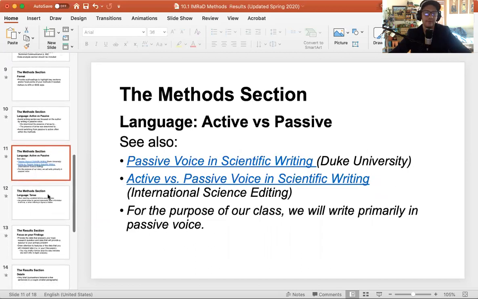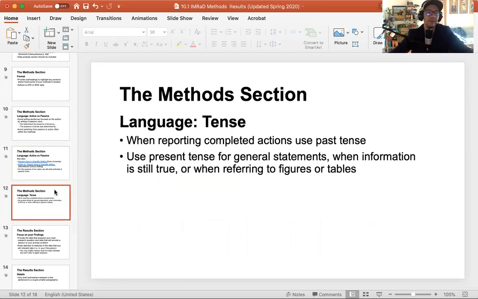For our class, we're going to be writing in the past tense. Sometimes certain disciplines will ask you to write in active voice in this section. But most of the time we're going to be writing in past tense. If it's a general statement or a statement that's true, or when you're referring to figures or tables, you'll use present tense still. Okay.